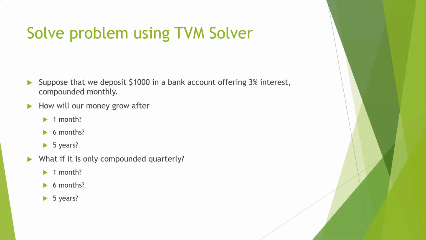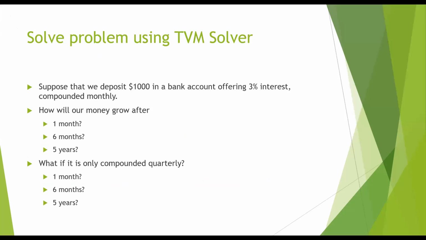So we're going to redo the problem, but instead of compounding monthly like we did in the first part, now we're going to compound quarterly. And we're going to look at 1 month. So let's look at the solver and what do we need to change if we're compounding quarterly for 1 month?